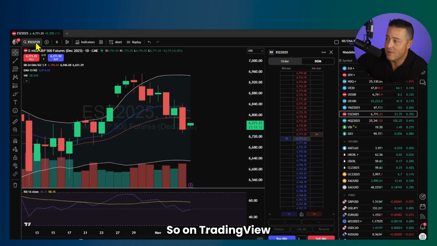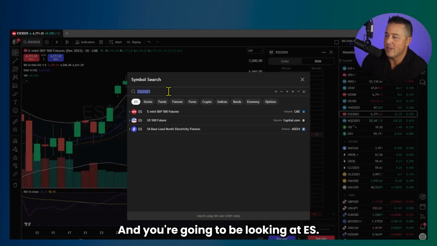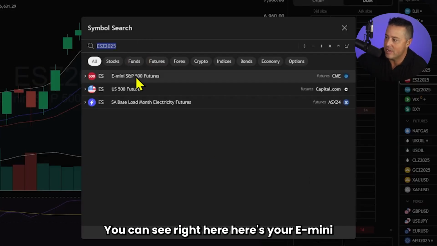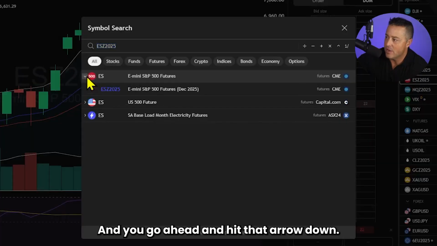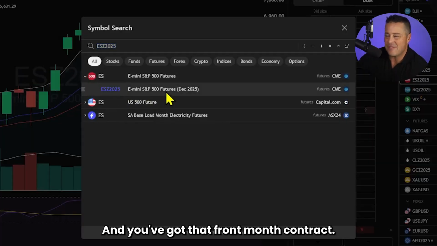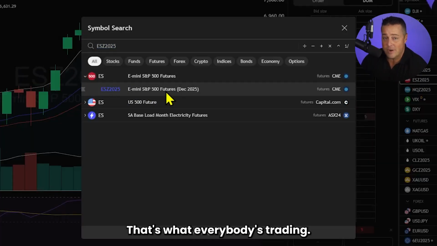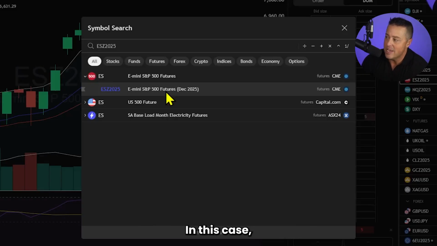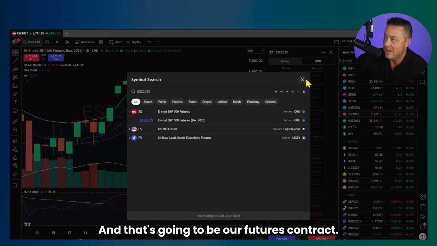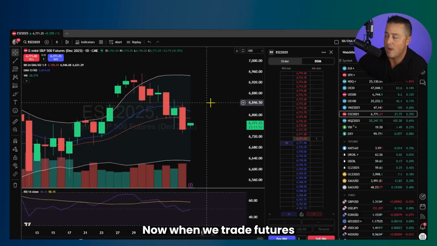So on TradingView, all you do is give that a click, and you're going to be looking at ES. You can see right here, here's your E-mini S&P 500 futures, and you go ahead and hit that arrow down, and you've got that front month contract. That's what everybody's trading. That's where the liquidity is. In this case, we're going to be trading the December contract 2025, and that's going to be our futures contract.